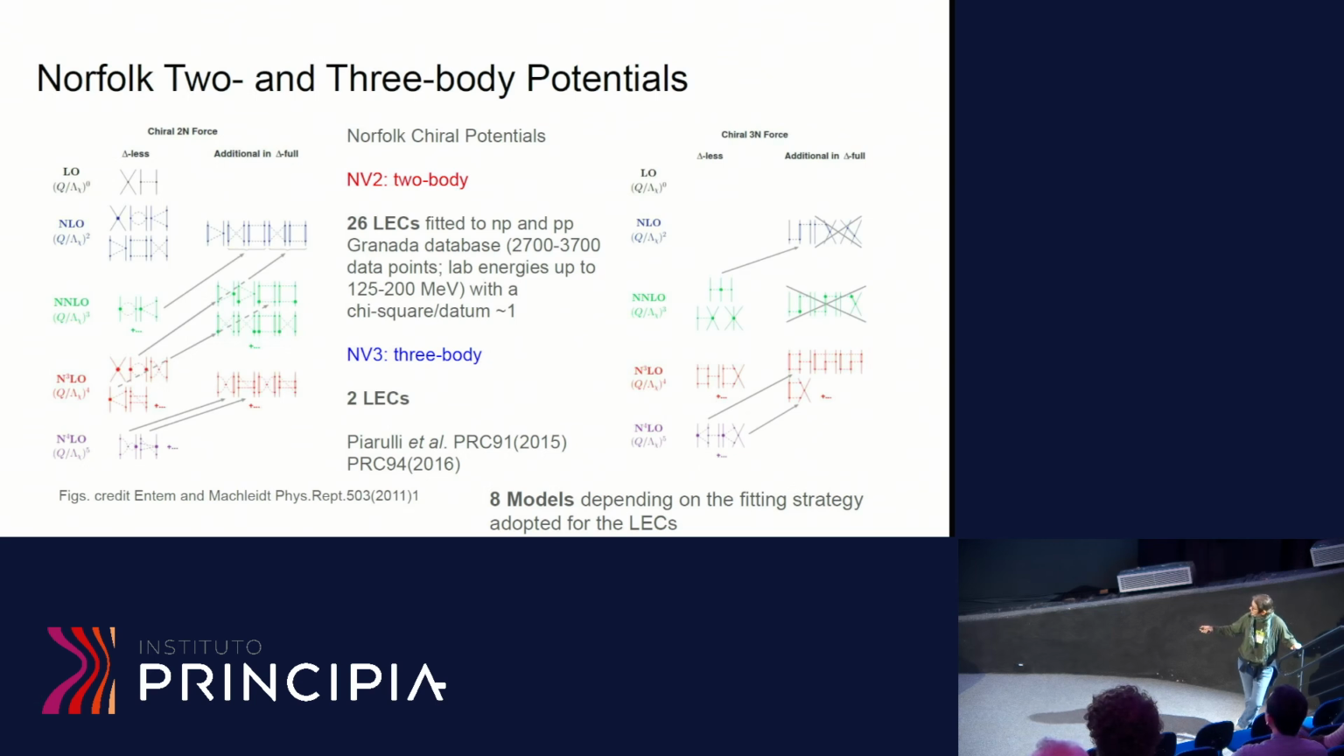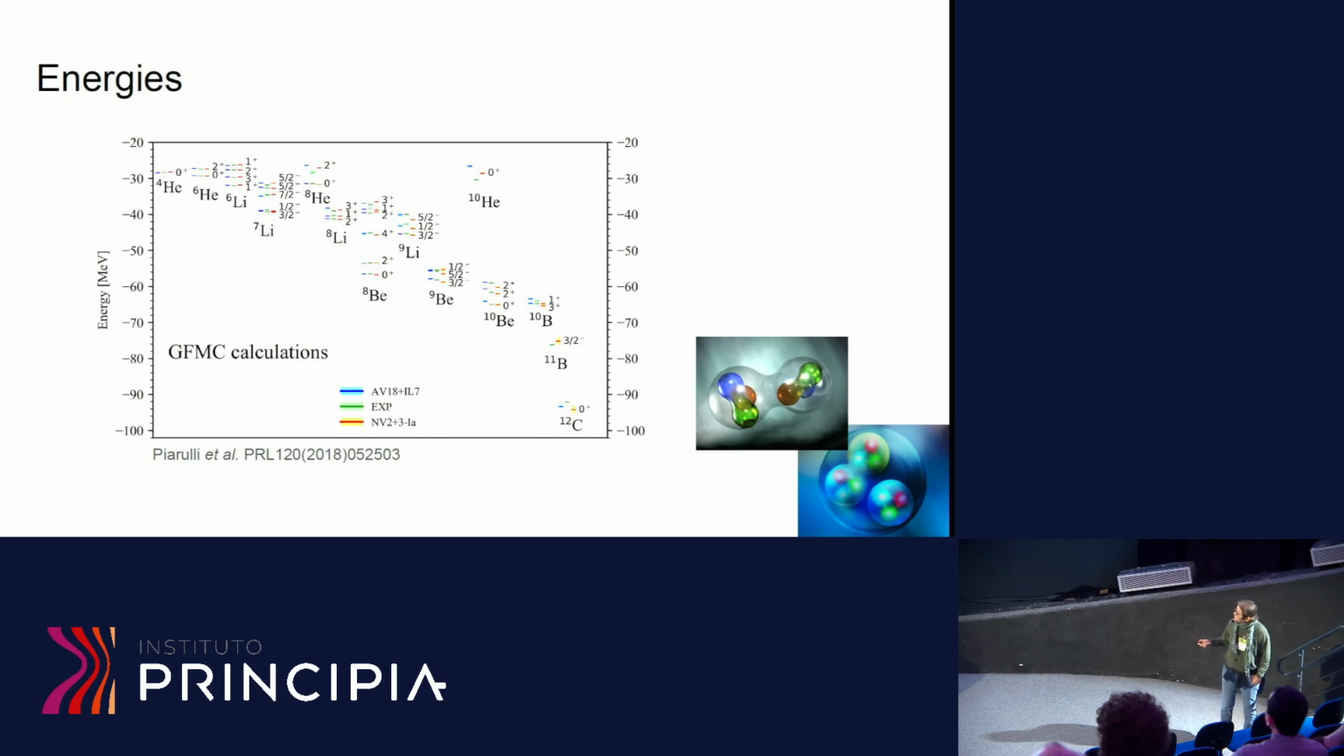And there exist 8 models, depending on the fitting strategies and the Gaussian representation of the short-range part, as well as the cutoff used to get rid of singularities. The existence of 8 models allows us to assign a model dependence to the theoretical predictions. So both the AV18 plus Illinois and the Norfolk interaction have been used to calculate the spectra of light nuclei.